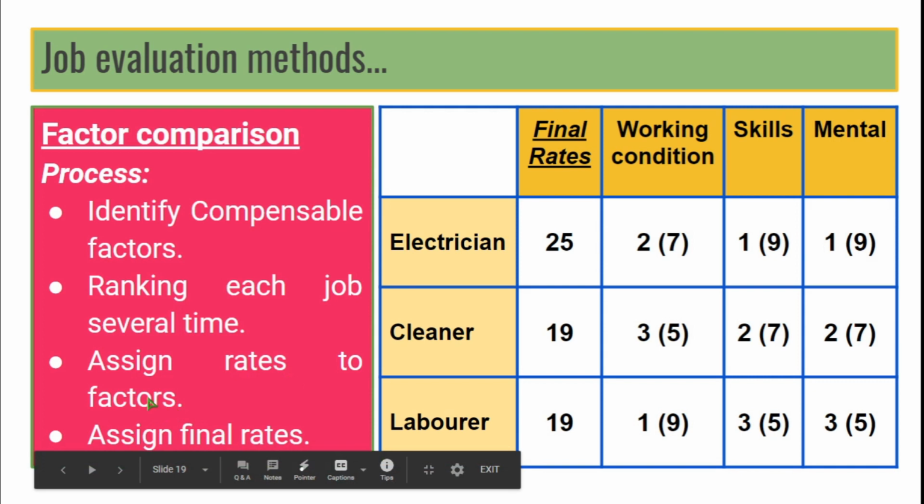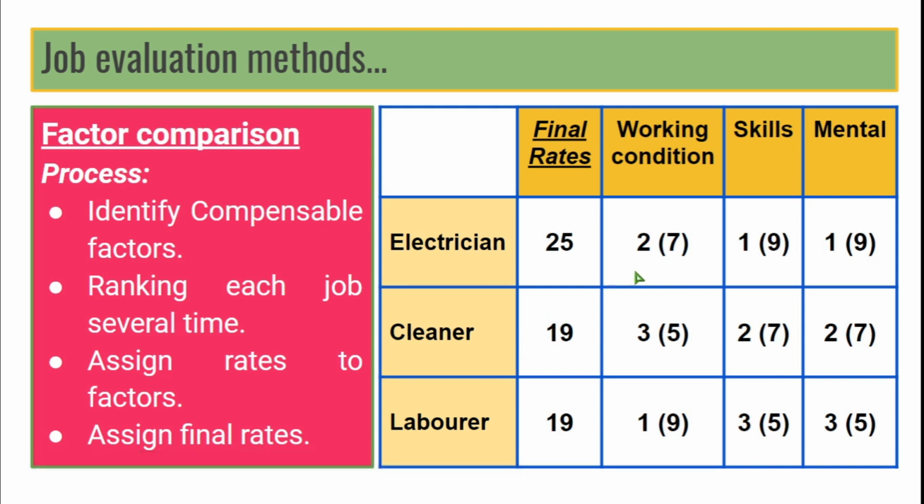Here we have taken 10 as the highest rate and 1 as the lowest rate, and the different ranks are then rated. The rates are reflected in braces like 7, 9 and 9 for electrician, 5, 7, 7 for cleaner, and so on. Now to reach the final rates, we will add the rates of different factors. Like for electrician, it is 7 plus 9 plus 9, that is 25.